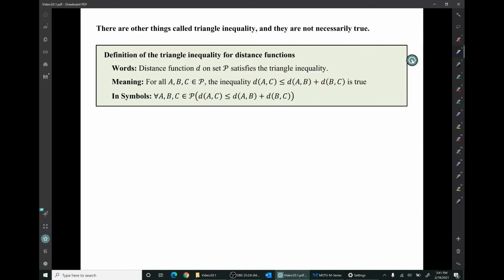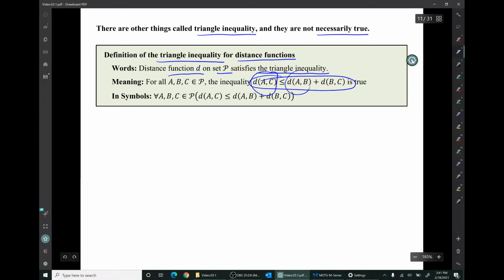There are other things called triangle inequality, as I just mentioned, and they're not even necessarily true. So here's a definition of what we'll say is the triangle inequality for distance functions. So we'll say that a distance function on a set P satisfies the triangle inequality if this inequality is always true. The distance from A to C is less than or equal to the distance from A to B plus the distance from B to C.